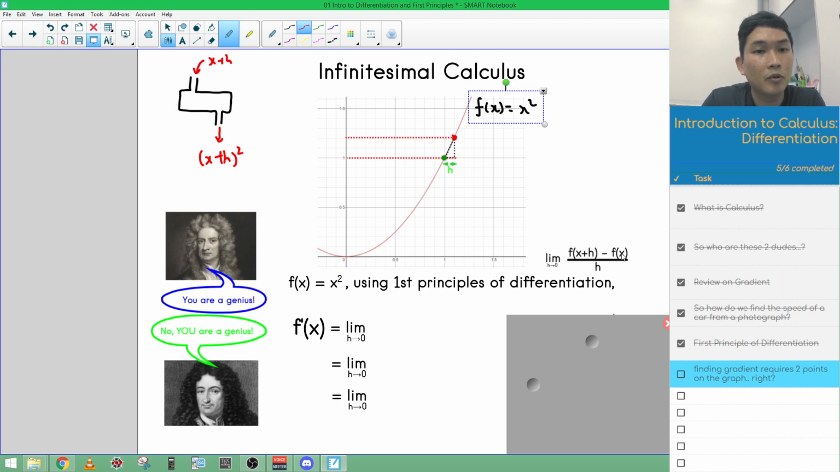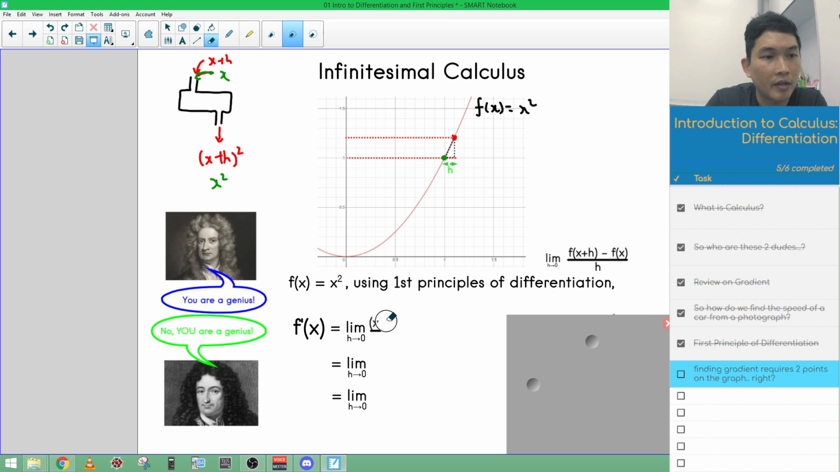Next, I'm also interested in what f of x is. f of x is when I substitute the input as x. Let me change to green. If I put in the input of x, then I'm going to square the input for the output. So that is my f of x plus h minus f of x. You can see here in my first line of working, this is my f of x plus h, this is my f of x, and all this is divided by h.